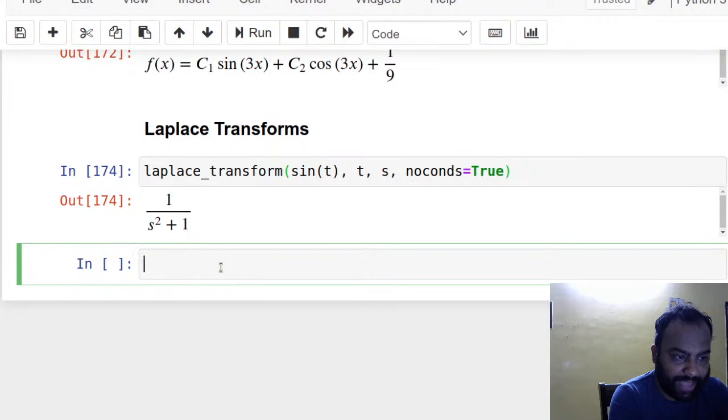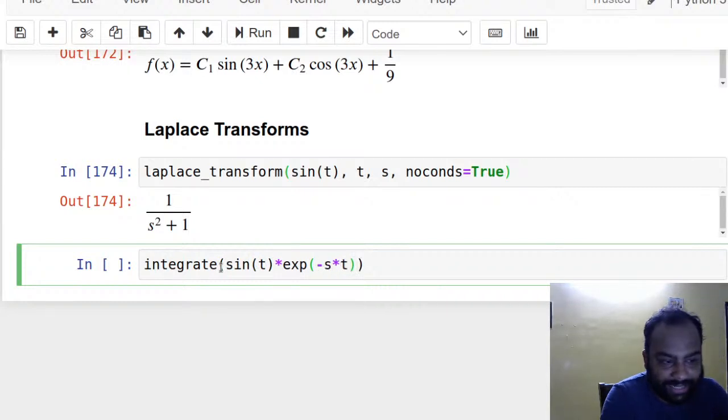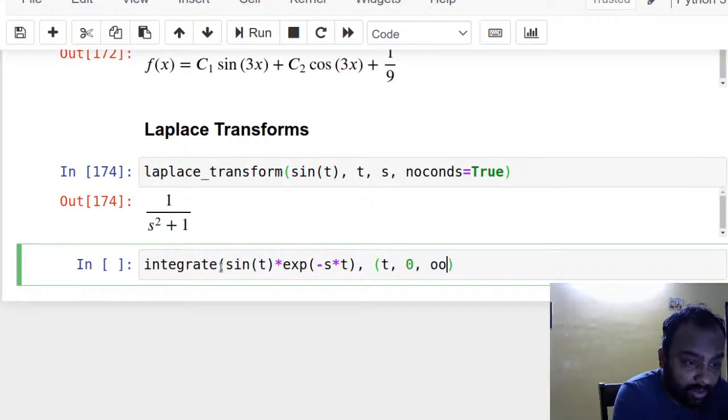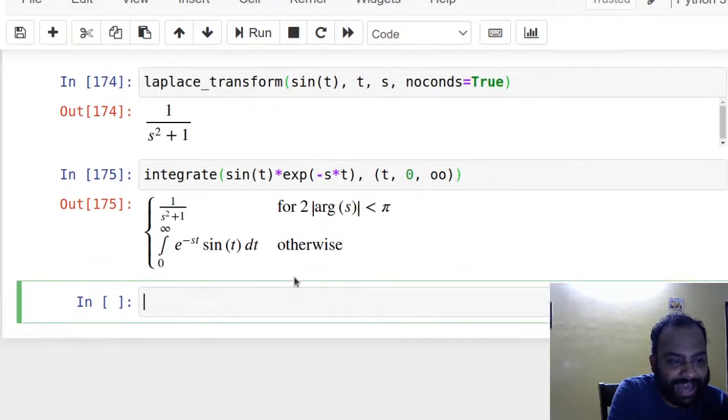Just to show you that you can do this, you can do integrate sine t multiplied with e to the power minus s times t. That's the integral, and we are integrating with respect to t from 0 to infinity. That is how we define Laplace transforms. Now if I do that, let's see what happens here.